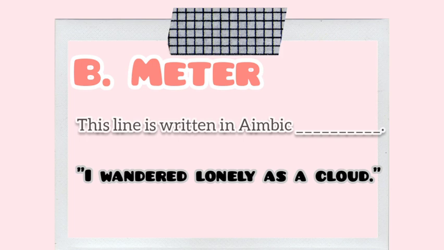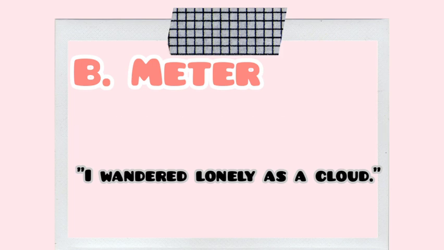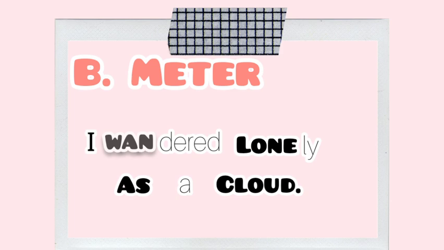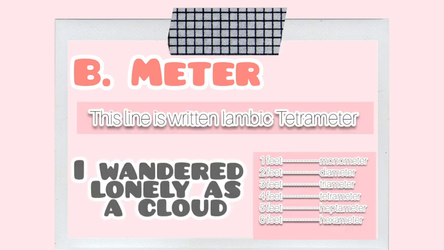Now we find the meter. How many iambic feet do we have? How many times do we have an unstressed syllable followed by a stressed syllable? You may find it useful to count the stressed syllables on your fingers as you listen to yourself. Let's read again. I wandered lonely as a cloud. There are four groups of unstressed stressed syllables. So if we go back and check the meter table, we have four feet, that is tetrameter, right? Which I've marked out here. That's how we identify the meter of the line.